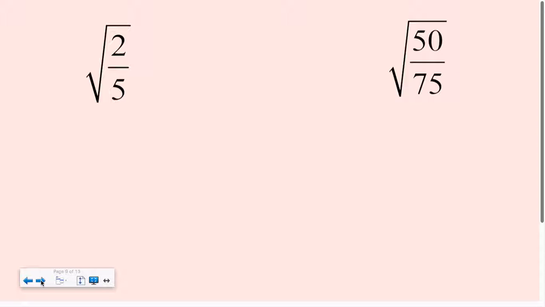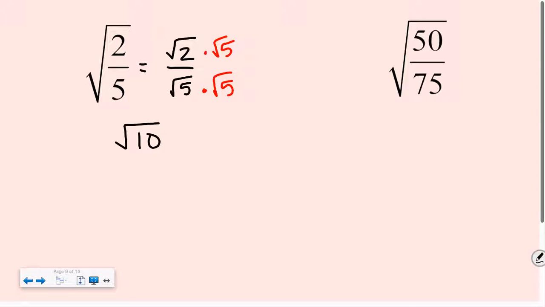Break them apart first. So I get square root 2 over square root 5. 2 and 5 aren't perfect squares, nor do any perfect squares go into them evenly. So I can't leave this square root 5 in the denominator. So rationalize, multiply by whatever that square root is in the denominator. And up top, square root of 2 times the square root of 5 is going to give me the square root of 10. They're both under the square root symbol, so I can multiply them together.